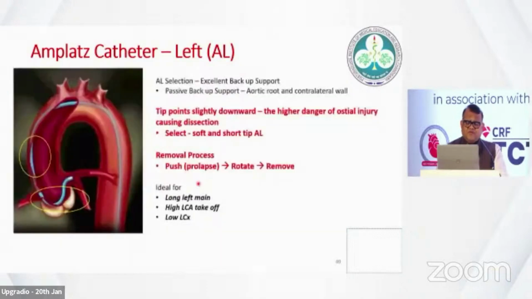It's very important for fellows to learn about AL. AL has a risk of coronary artery dissection. It has to be gently cannulated for the left coronary artery, and it's very important that during the removal, you have to push it so it prolapses in the aortic sinus, rotate it to decannulate the left coronary, and then remove it. Or otherwise, when you are doing the PCI, you can put a balloon over here, and over the balloon and the wire, you have to pull it out, and otherwise there is a risk to have a dissection of the left main coronary artery.